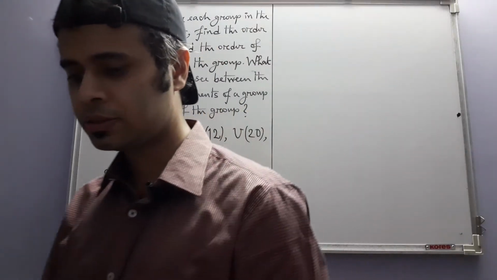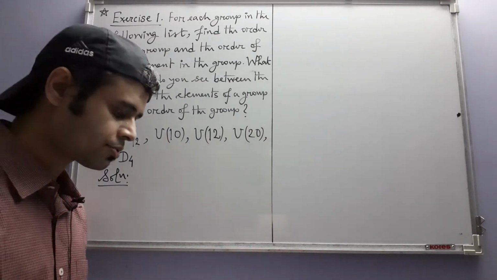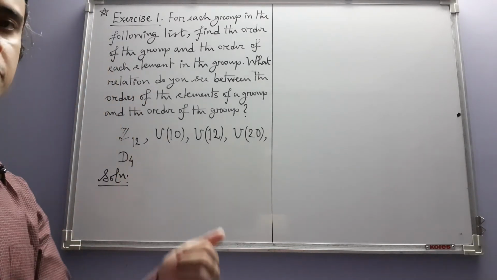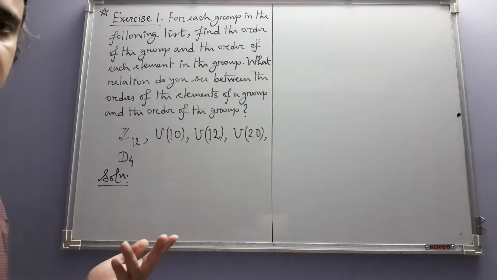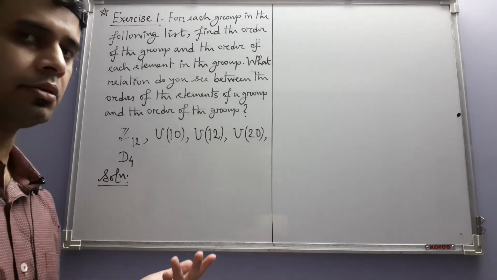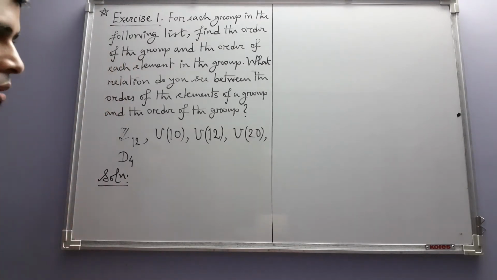Alright, so we start the next set of exercises. In the first one, we are given these groups. Each one of them is a finite group. For each such, we have to find its order and also the order of each element in the group. So let's start the solution.